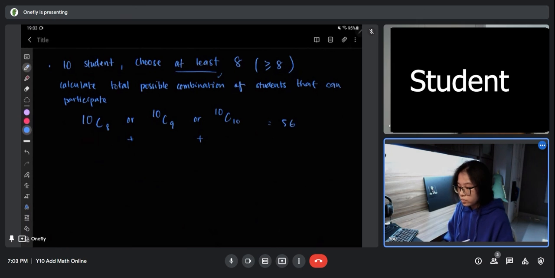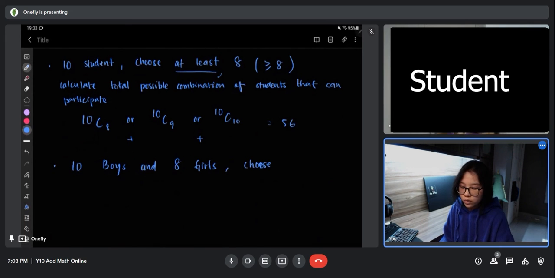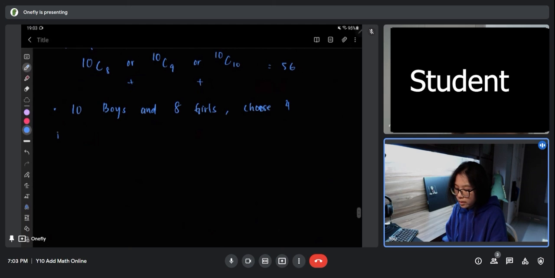Okay, now let's move on. Another new question. I have 10 boys and 8 girls. I am supposed to choose 4 of them to, again, participate in something. Find the total number of combinations when there are no restrictions.